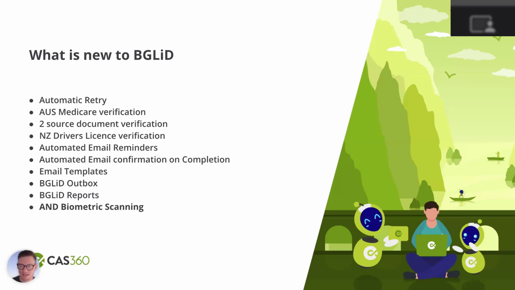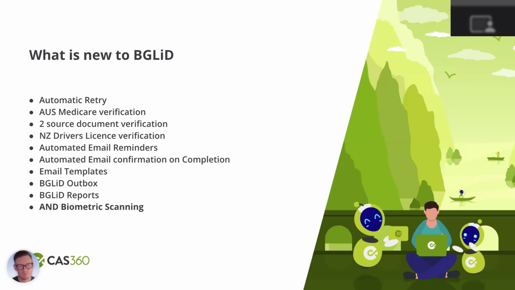We've also added automated email confirmations. Once an ID verification has been successfully completed by your client, we will send them an email. You can turn it off, but the system will send them an email saying thank you for successfully completing your ID verification. If it's unsuccessful, they'll be asked to retry. This is all completely automated by the system.